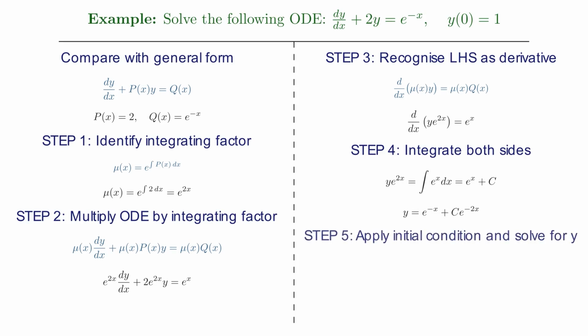Here we can apply the initial condition, y(0) = 1, and solve for c. Replacing the x's with zeros and the y with 1, this becomes 1 = e^0 + c e^0. Since anything to the power 0 is 1, we get that c is equal to 0. Therefore, the final solution is y = e^(-x).